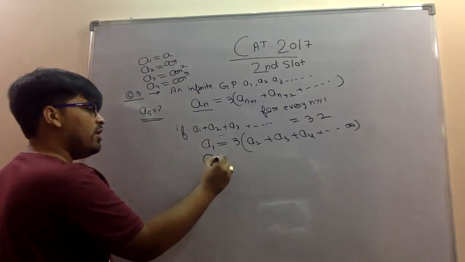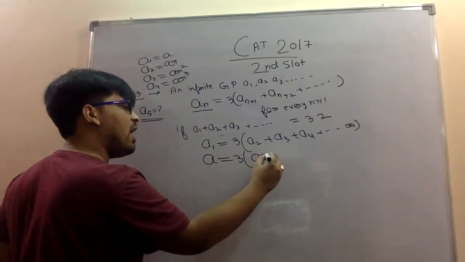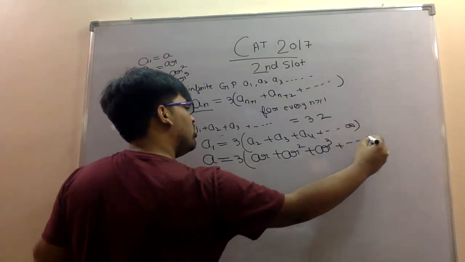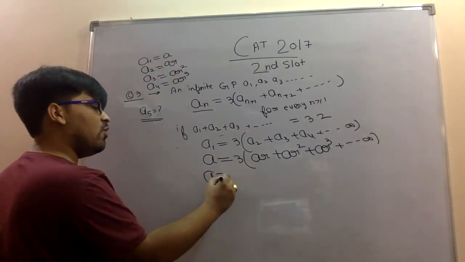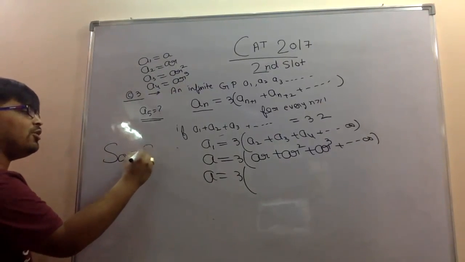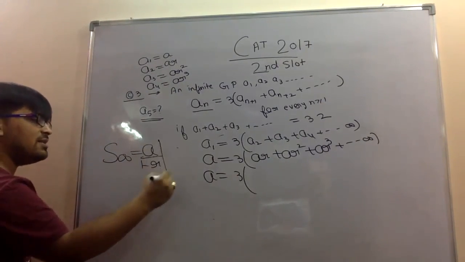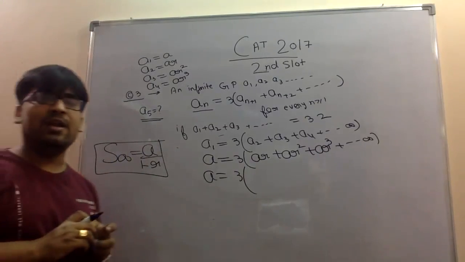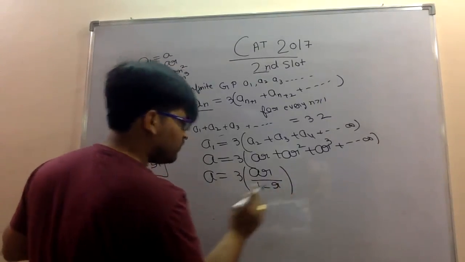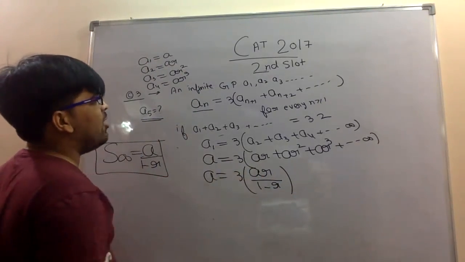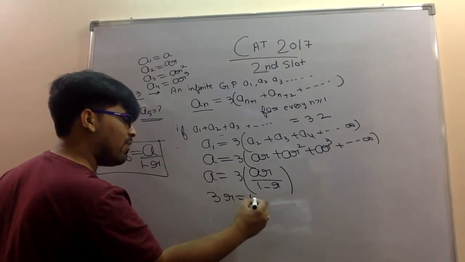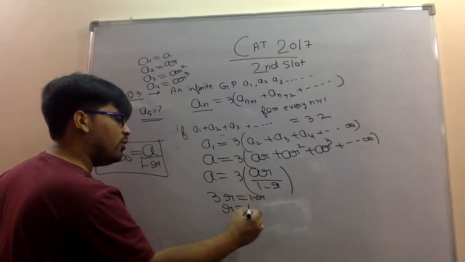So A1 is equal to A is equal to 3 times of AR plus AR square plus AR cube dot dot dot infinity. So A is equal to 3 times of infinite GP का सम का फॉर्मूला क्या होता है, S infinity is equal to A divided by 1 minus R. This is summation of infinite GP. So that will be AR divided by 1 minus R. So A and A will be cancelled out because A should be a positive value, no? So that will be 3R is equal to 1 minus R. So R will be equal to 1 by 4.